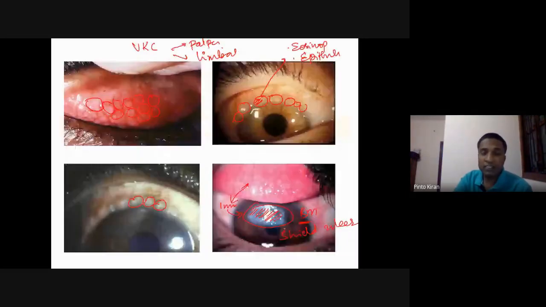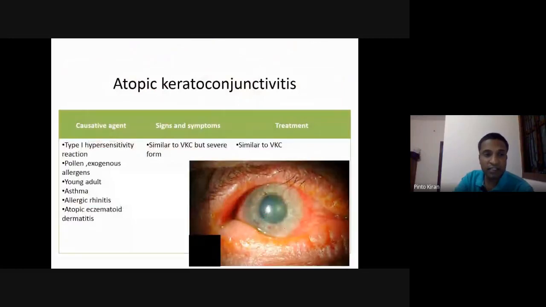Atopic conjunctivitis is similar to vernal keratoconjunctivitis, but even in a VKC patient, you will have all this family history or personal history. You should know these things. And usually between the age group of 30 to 40 years, they will have a history of asthma, allergic rhinitis, or atopic eczematoid dermatitis. Again, this is a severe form, more severe than the VKC form. Again, the treatment is the same.